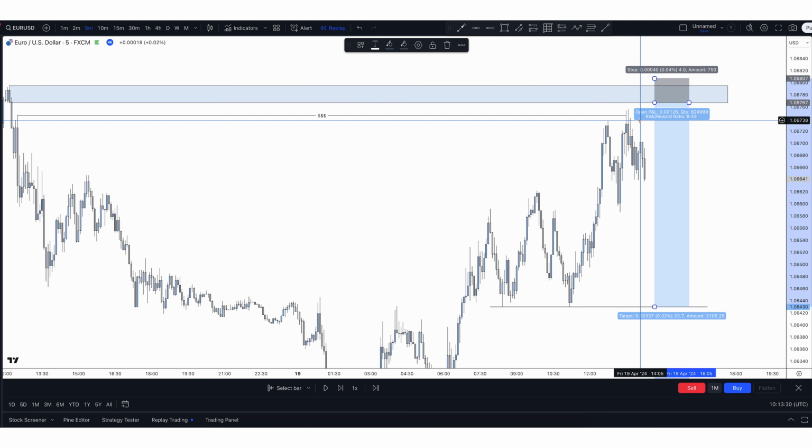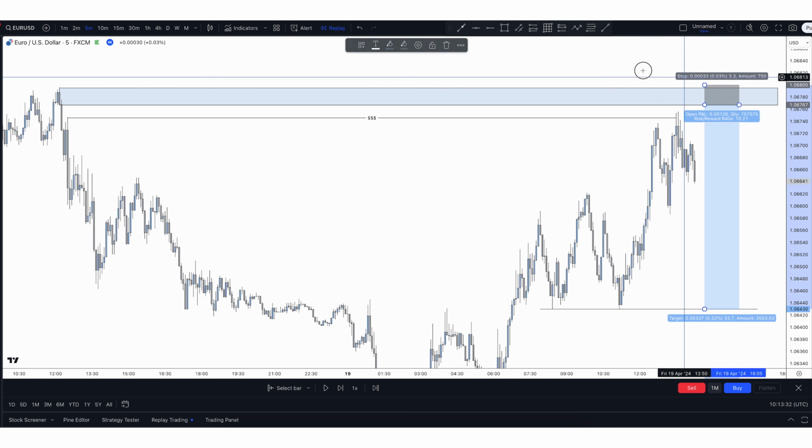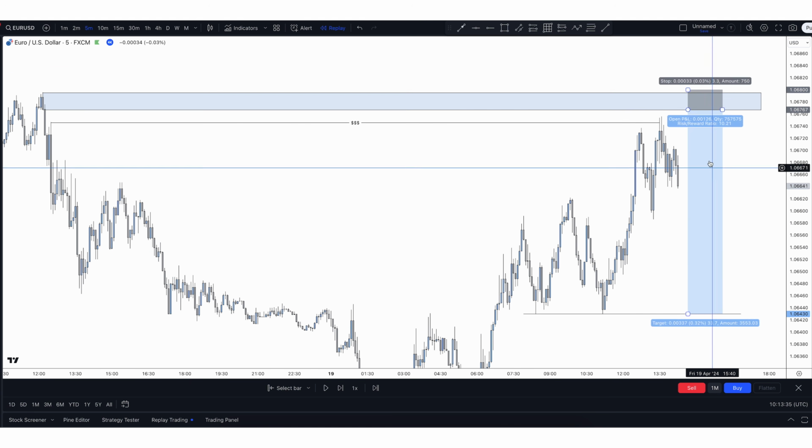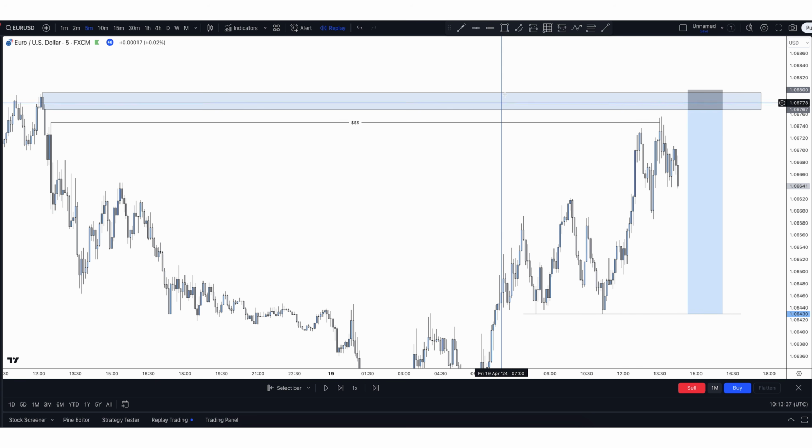The entry should have been on this area of supply. The stop would have been above the high, and the target would have been at the same exact target. This, had I been clearly thinking, is exactly what I would have done. This is what a lot of my trades look like.